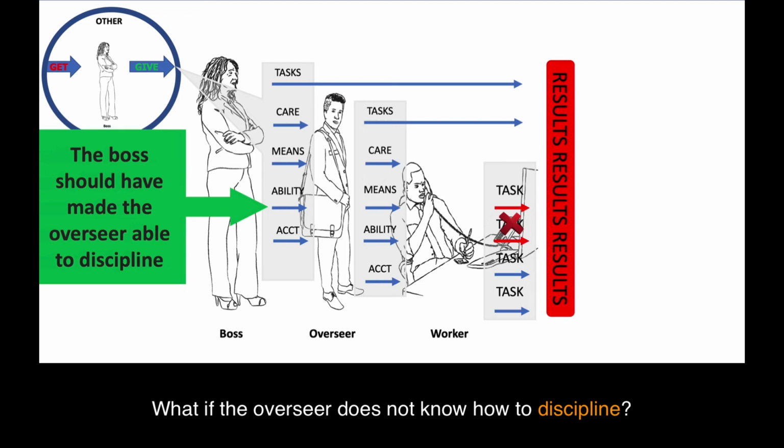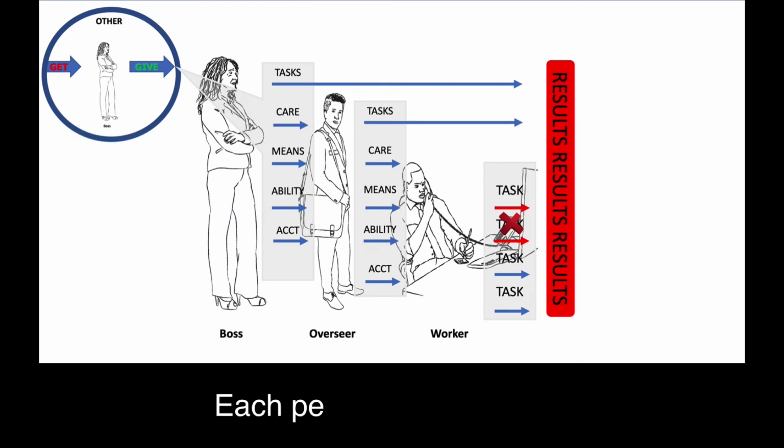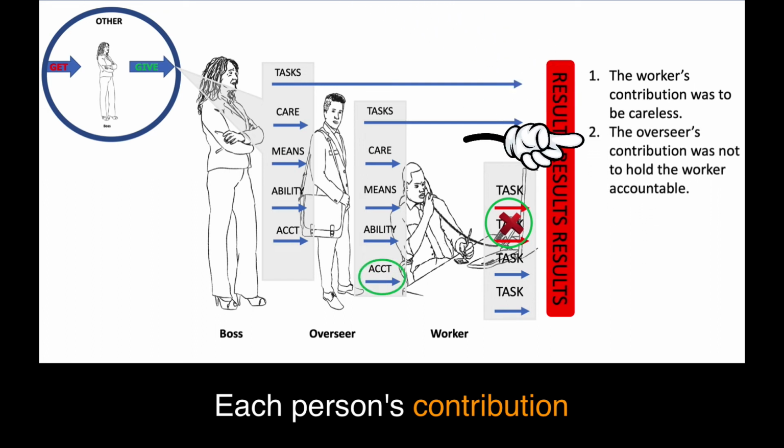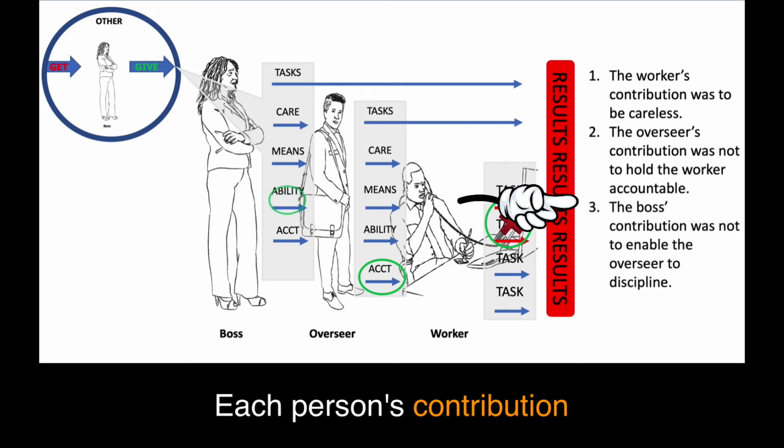So if we constructed this problem bottom up, we would then notice how each person contributed to this issue that went wrong. First of all, the worker was careless. Secondly, the overseer didn't hold the worker accountable. And thirdly, the boss's contribution was not to enable the overseer to discipline the worker.